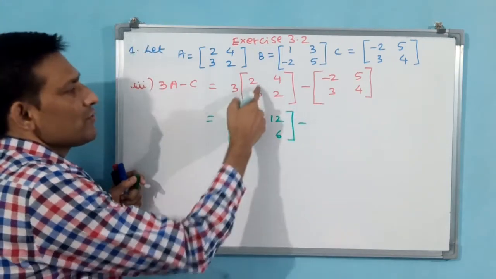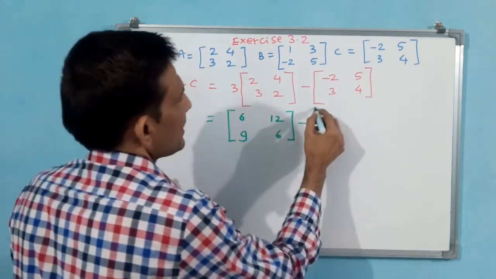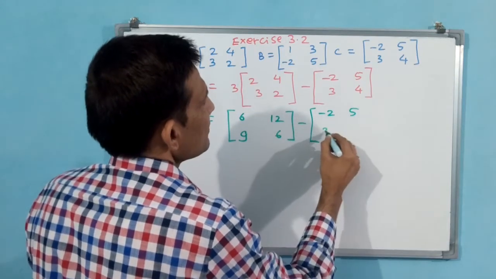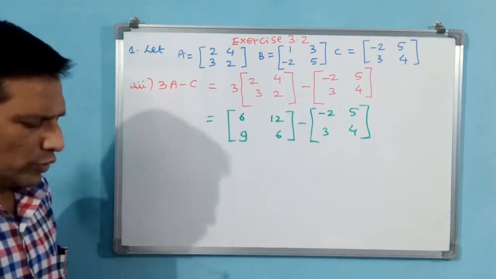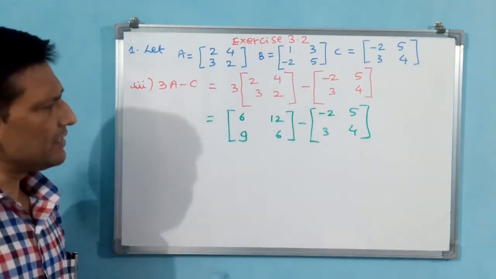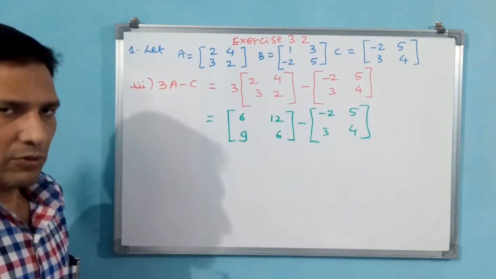Is it okay? 3 into 2, 6, 3 into 4, 12, 3 into 3, 9, 3 into 2, 6. Minus, this is minus 2, 5, 3, 4. See, directly we are doing subtraction. We need not send minus inside and make plus like that. Directly also we can write. This is not a big question.